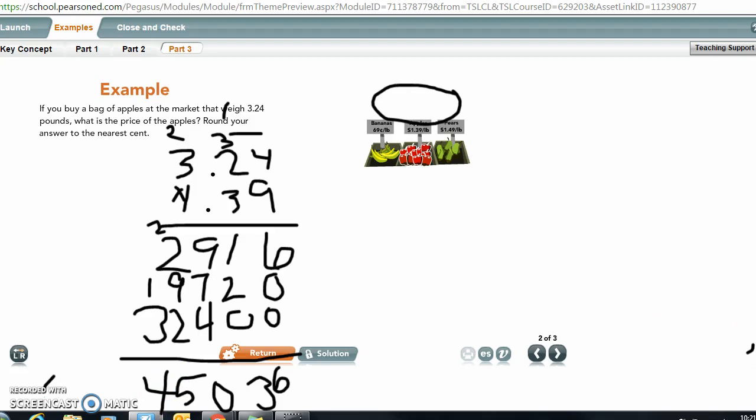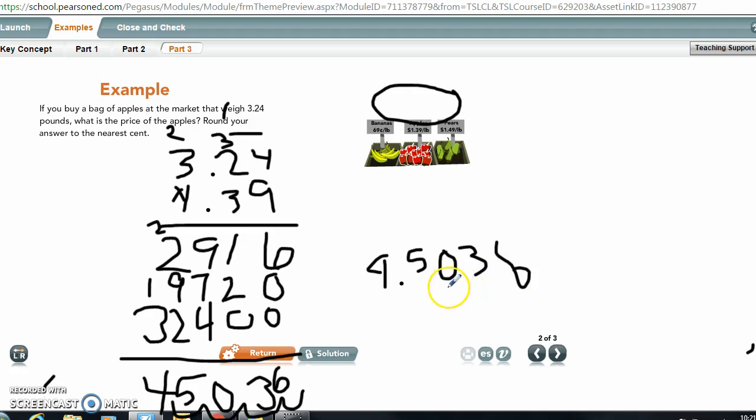Okay, so now we need to figure out how many times do we move our decimal. So I go up, check. Well, here's 1, 2, 3, 4. So if I have to move it 4 times, 1, 2, 3, 4 times, I get 4.5036. Well, realistically, if we're dealing with money, can I have $4.50 and some more things? No. So we need to round.